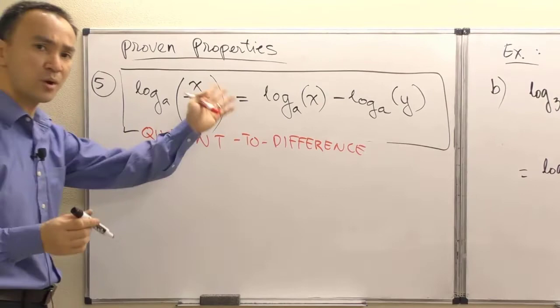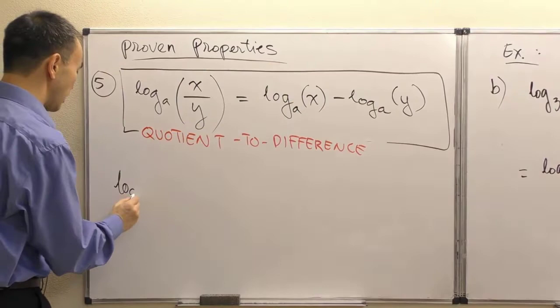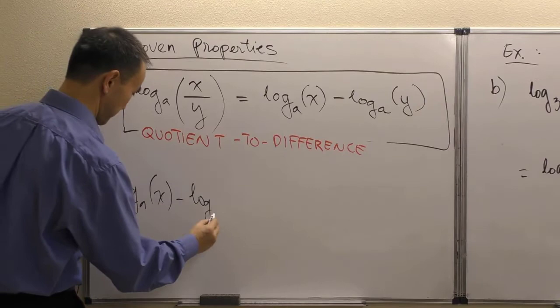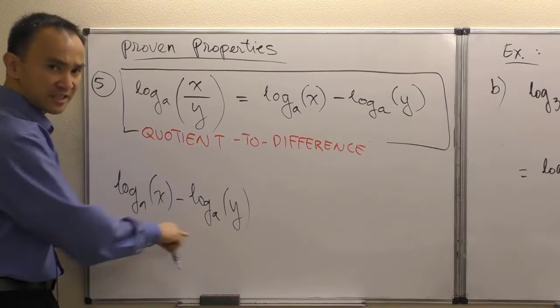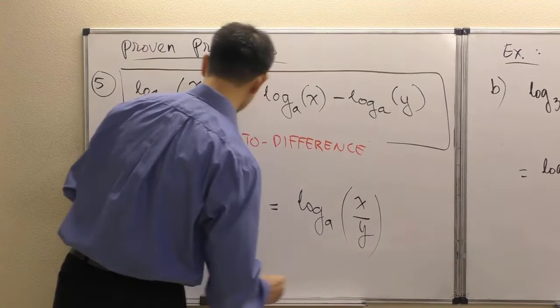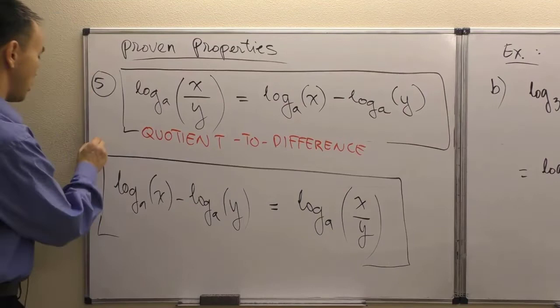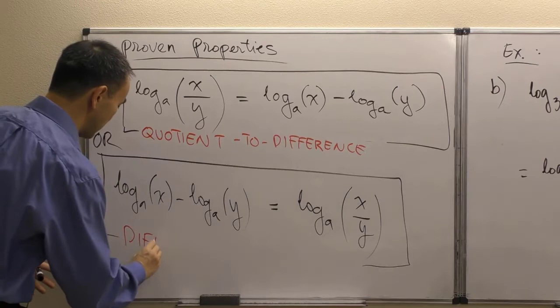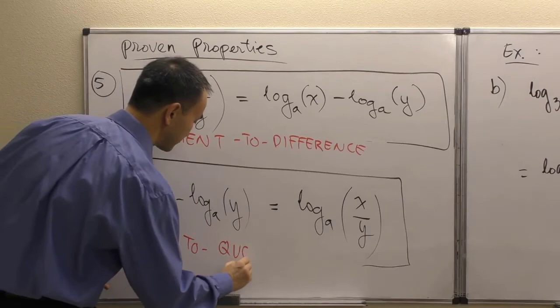If we are calculating the difference of two logarithms, provided they're the same base, then we can speed up the process by doing one logarithm of the same base of x over y. So anytime it comes to quotient to difference or difference to quotient, this one here is called an alternative version. This one is called difference to quotient. All right, and it's a rule.